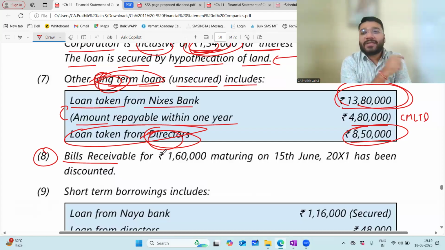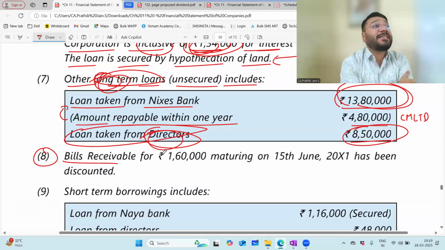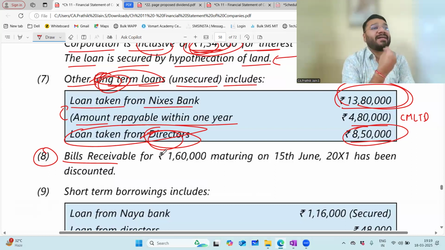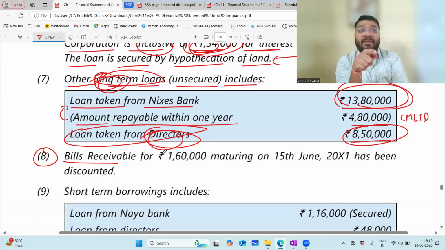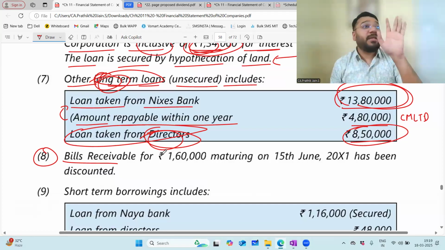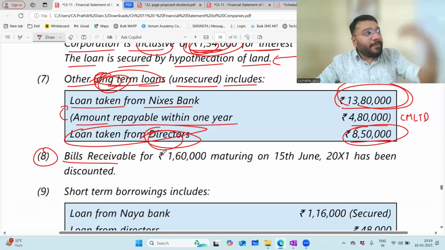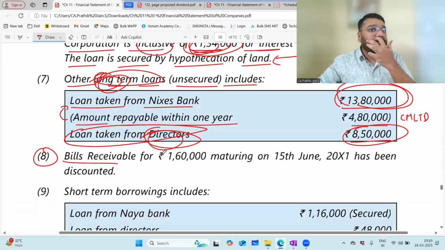What is the treatment of this in the financial statement? You gave me the meaning. I don't want the meaning. I want the treatment to be done in the financial statement as an auditor. They are not telling you that this bill receivable is to be discounted, that you have to pass the adjustment entry for discount. They're telling you it has already been discounted. It means the entry is already passed. Entry: bank account debit, discounting charges account debit, to bills receivable. Entry passed.